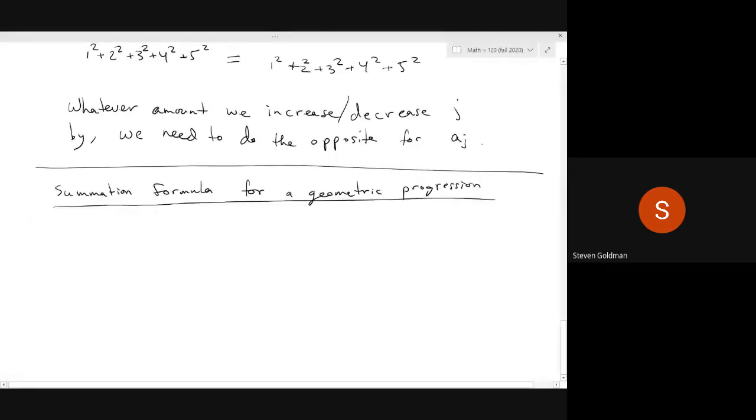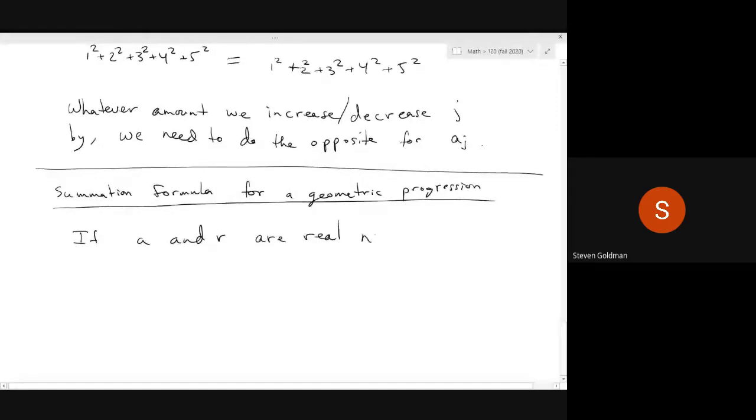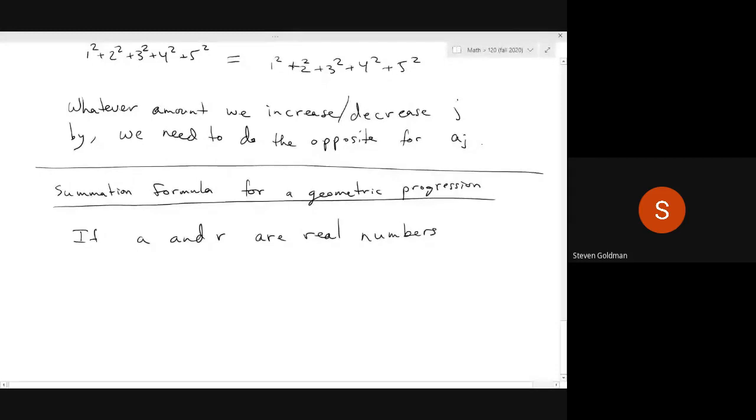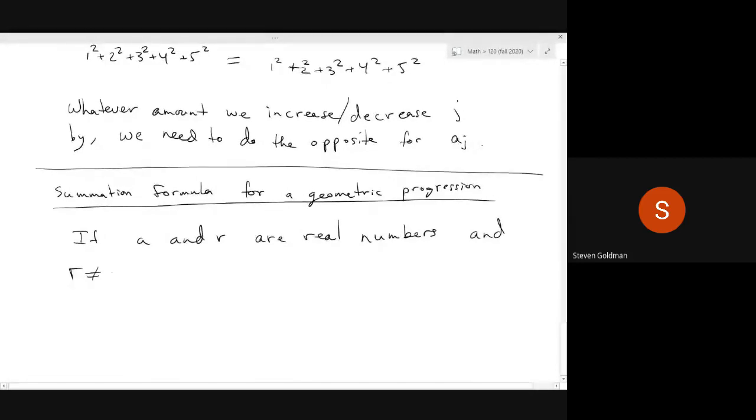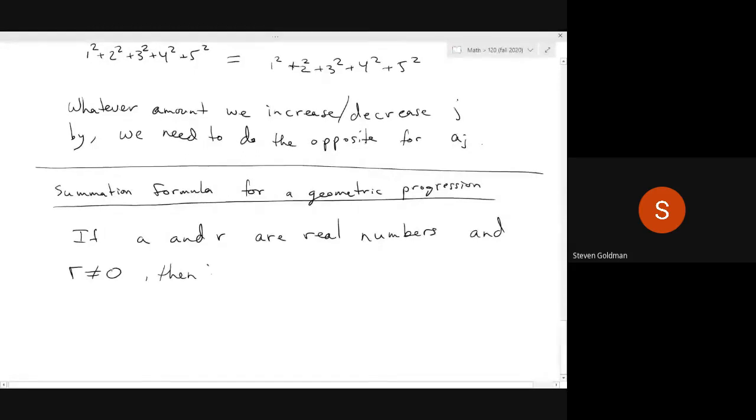I think we maybe have mentioned this a little bit last time, right? In calculus, as I said, you see geometric series where that's an infinite sum. All right. So here is the summation formula for the terms of a geometric progression. If A and R are real numbers, so your initial term and your common ratio are real numbers, and R does not equal 0, then the sum from j equals 0 to n of AR to the power of j. So I'm adding the terms of a geometric progression.